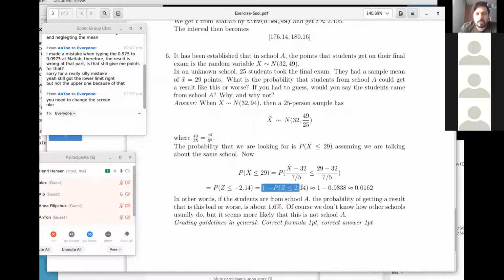Because this is a normal distribution, we can get this from the norm CDF or from looking in the table for the Z value at 2.14 on the N(0,1) normal distribution. And that comes out at 0.9838 roughly. And we get that the probability that we are looking for is 0.0162. In other words, if the students are from school A, the probability of getting a result that is this bad or worse is about 1.6%.